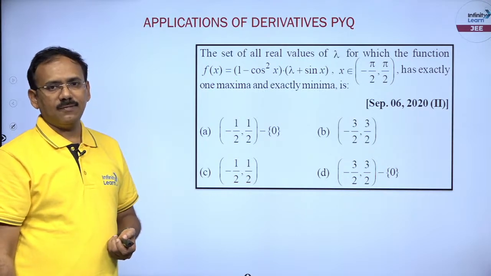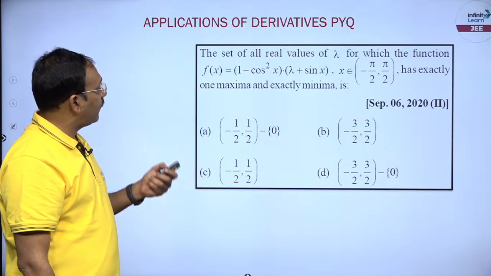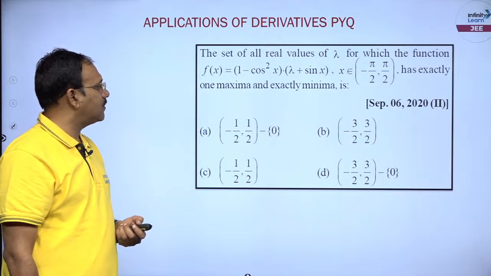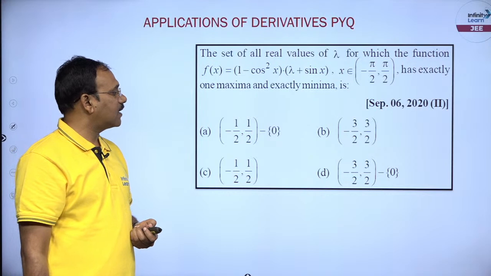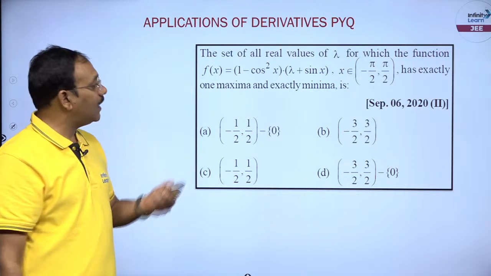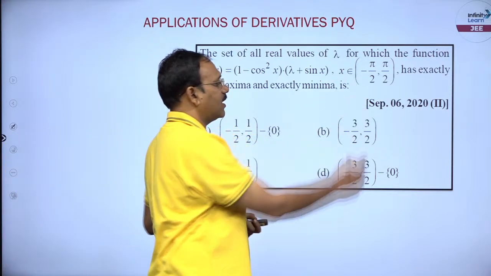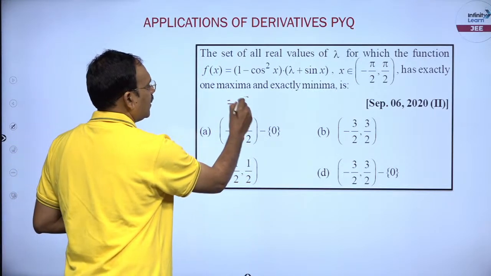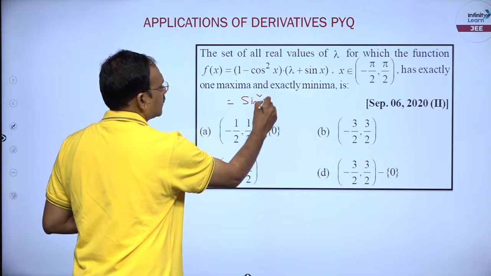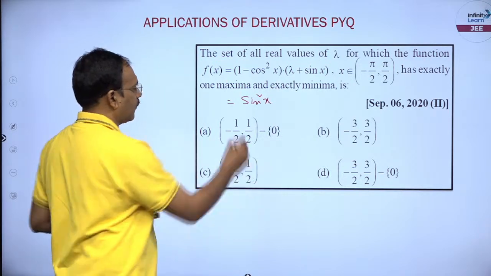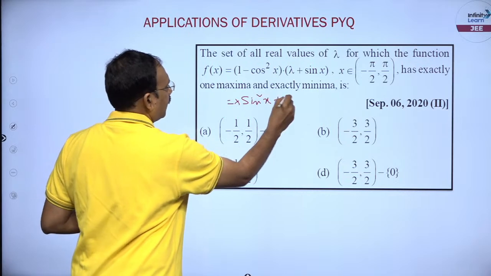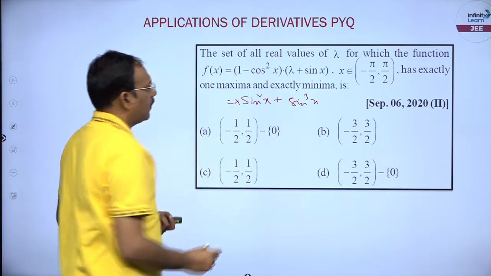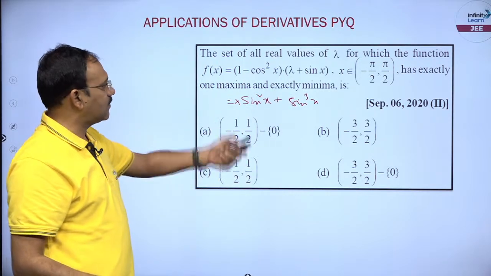You see, this is another question: the set of all real values of lambda for which the function f of x has exactly one maxima and exactly one minima in the interval when x is taken between minus pi by 2 to pi by 2. So what is f of x, friends? 1 minus cos square x is nothing but sin square x, of course, into lambda plus sin cube x. This is the function. I do not want to apply the u into v kind of rule, so I have separated.